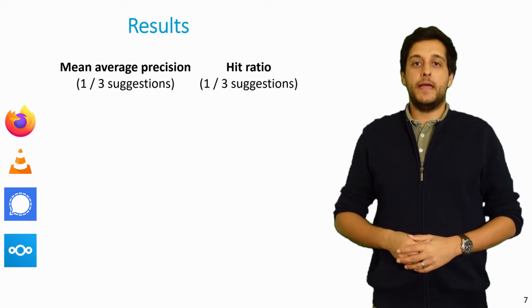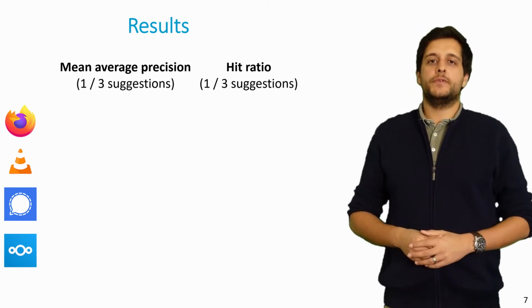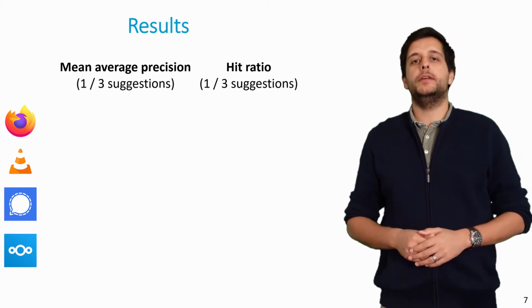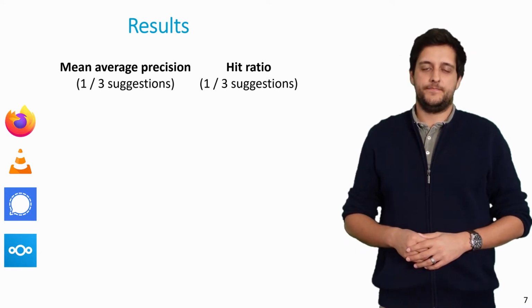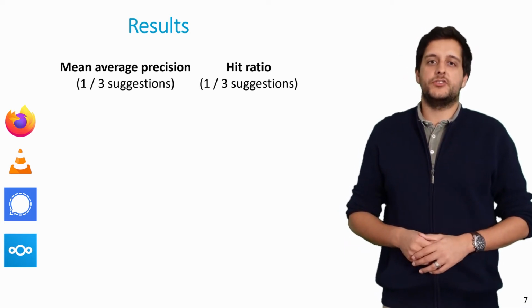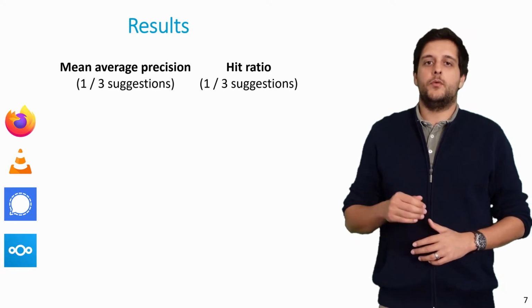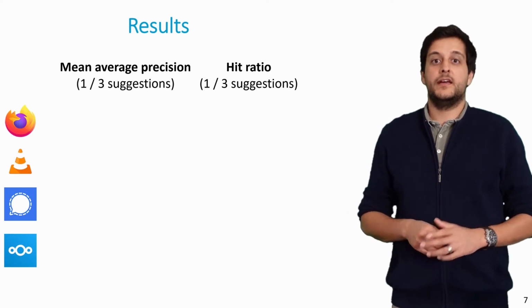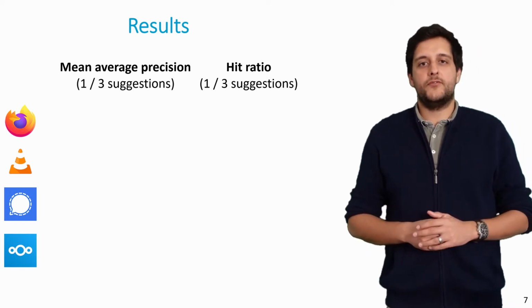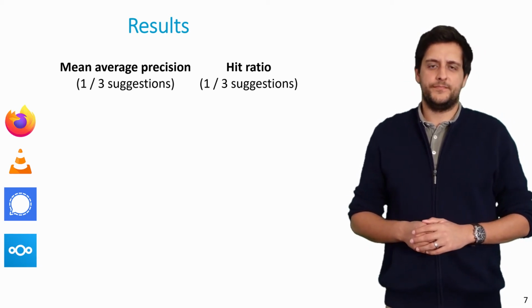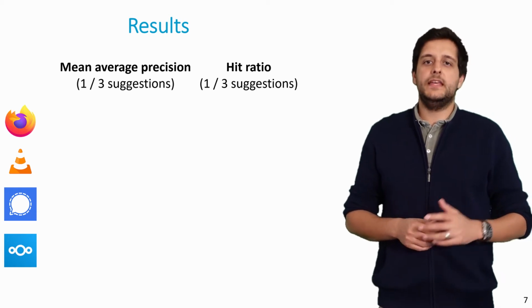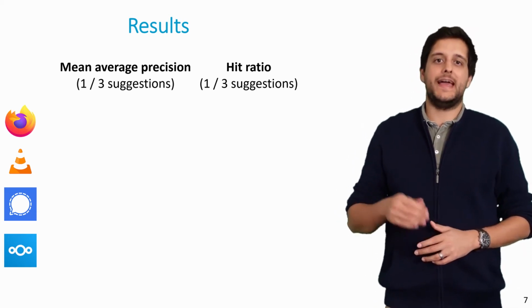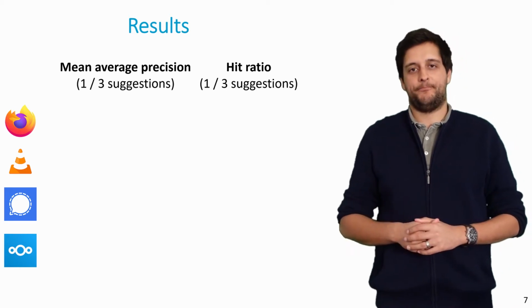Let's take a look at the main results. We show the results for the hit ratio and the mean average precision for 1 and 3 DeepMatcher suggestions. The hit ratio is the share of problem reports for which DeepMatcher found at least one relevant match. Keep in mind that the mean average precision is a conservative score. It assumes that each problem report has at least as many relevant bug reports as DeepMatcher suggests.